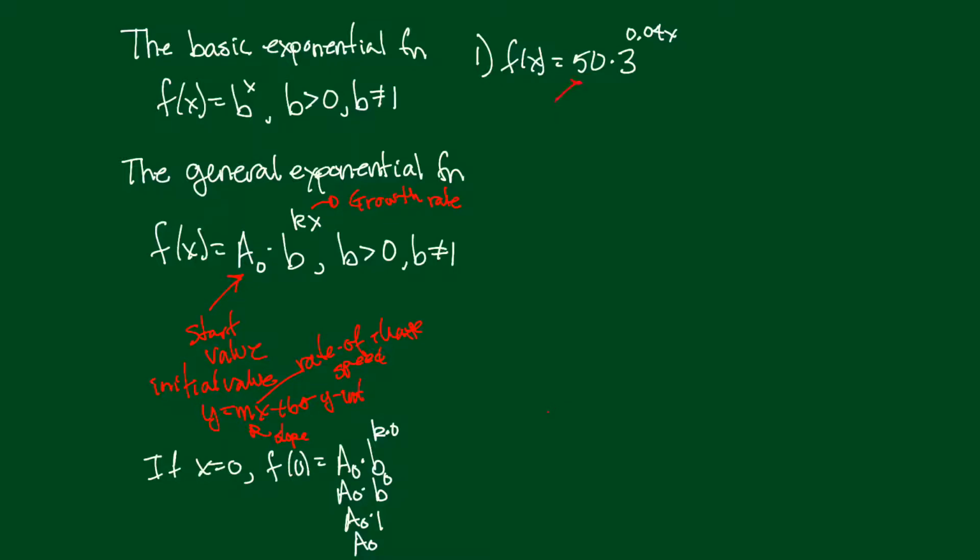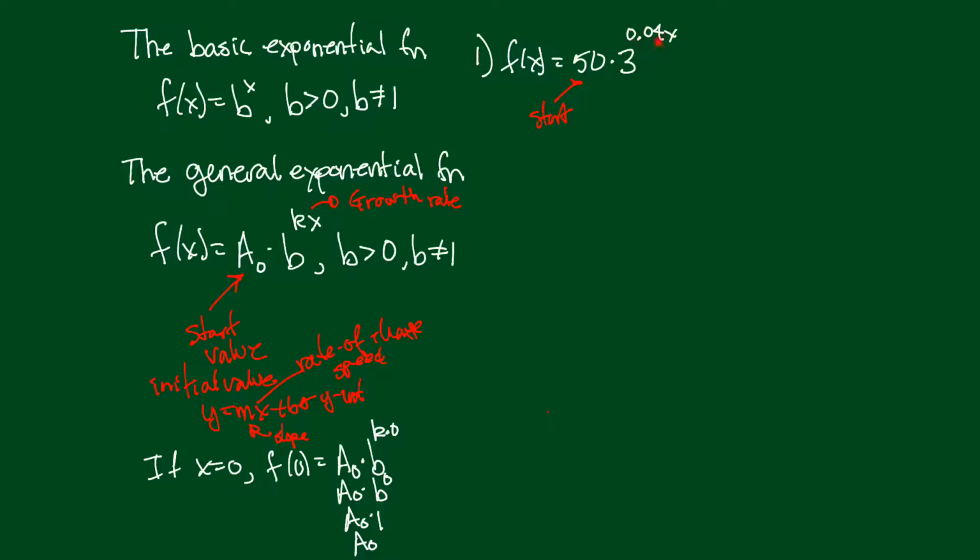That means that you start with 50 units of output. Make sense? What if time is 0, right? You come in, you start your observations, you start the clock, no time has gone by, so x is 0. X is the amount of time that's gone by. You start your clock, no time has gone by, so 0 times 0.04 is 0. 3 to the 0 is 1. 1 times 50 is 50. So when you start your observation, you've already got 50 units of output.